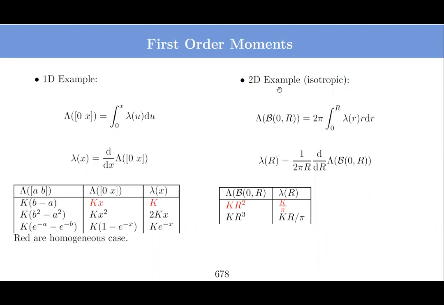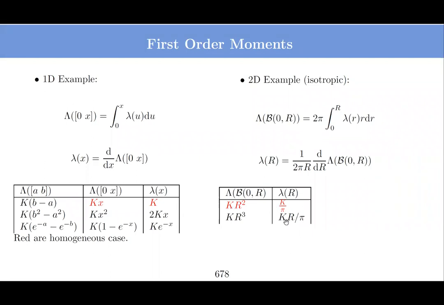If we consider a 2D example, let's say an isotropic example where the density does not depend on the angle. In that case, if I take a ball of (0,r), then the number of points in this set would be equal to 2 pi times the integration of lambda(r) r dr. So in that case, if you want to compute density, you have to differentiate this expectation measure and then multiply by 1 upon 2 pi r. So in this case, if you take k by pi as density, then the corresponding intensity measure of the ball would be k r squared. This is the homogeneous case.